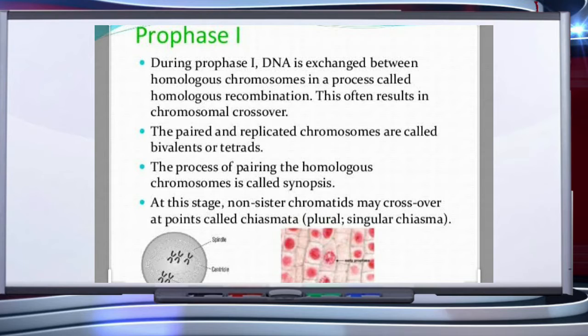This slide shows prophase 1 of meiosis 1. During prophase 1, DNA is exchanged between homologous chromosomes in a process called homologous recombination. This often results in chromosomal crossover. The paired and replicated chromosomes are called bivalent or tetrads. The process of pairing the homologous chromosomes is called synapsis. At this stage, non-sister chromatids may cross over at points called chiasmata.